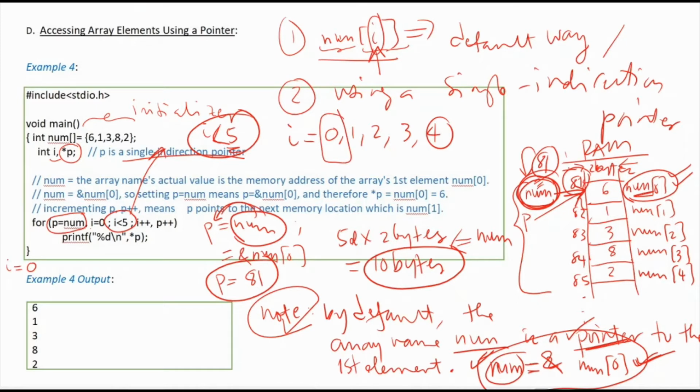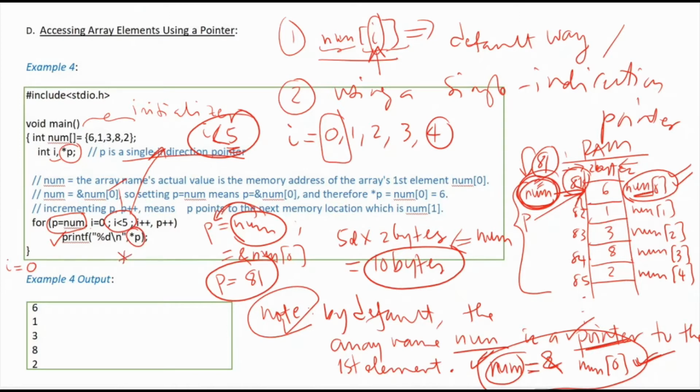Now we start with value 0 for i because we would like to access the first element, and we know that the index of the first element is 0. Therefore, we set the variable i to 0. So this condition is true 5 times. On the first iteration, this is true, and so we execute this loop body. And what is the value of asterisk p?